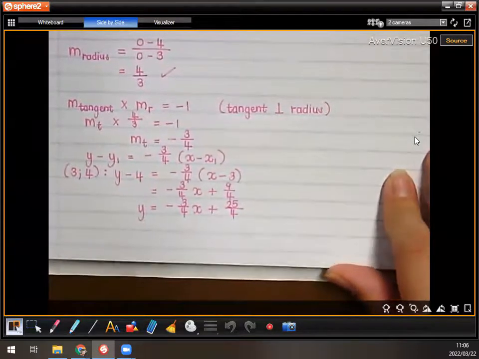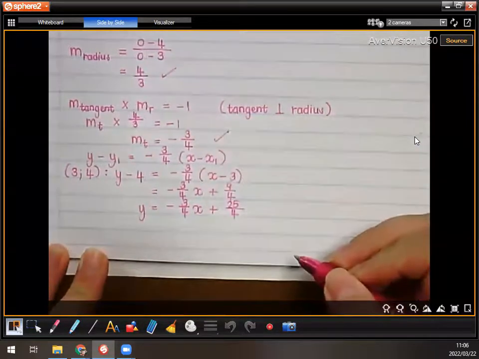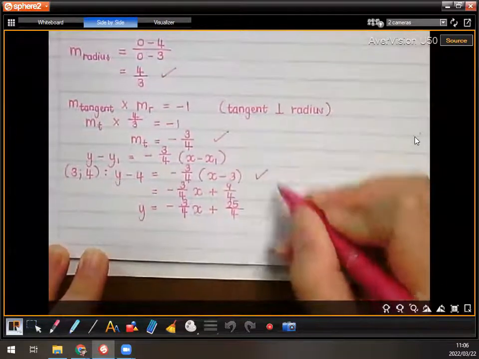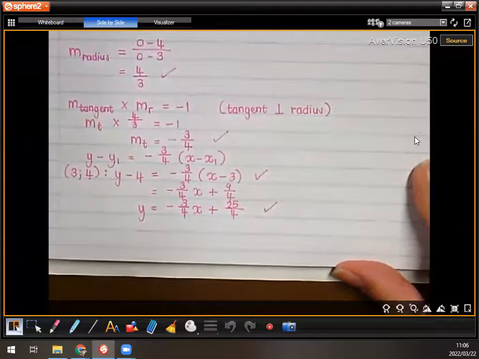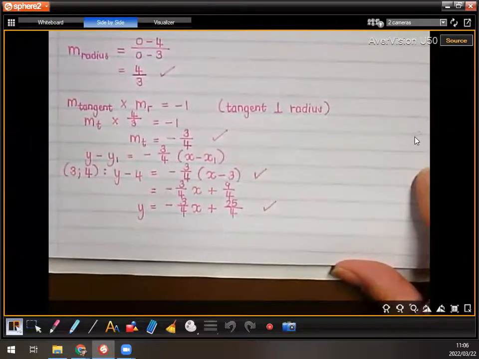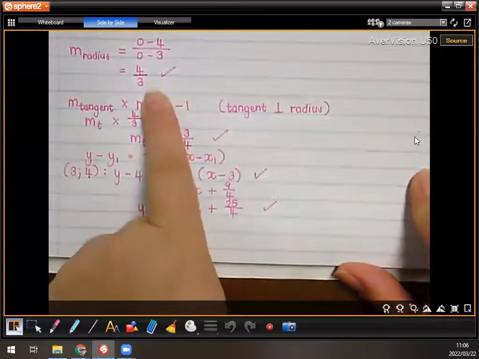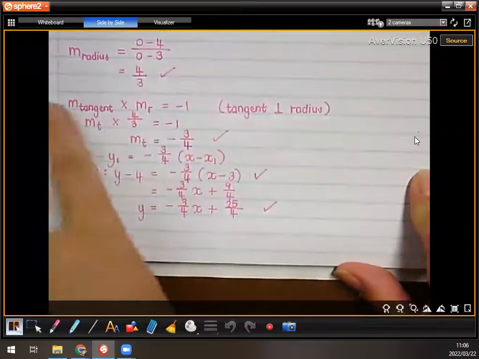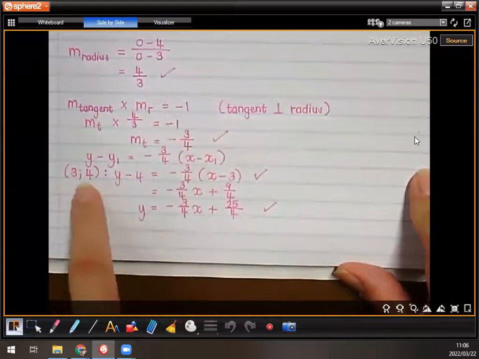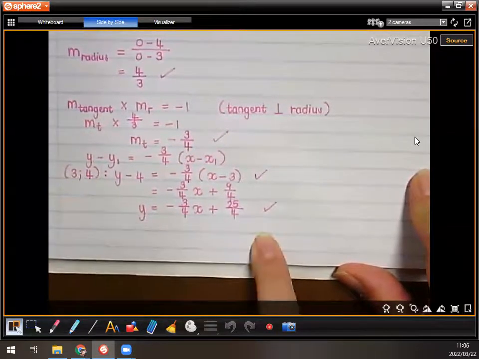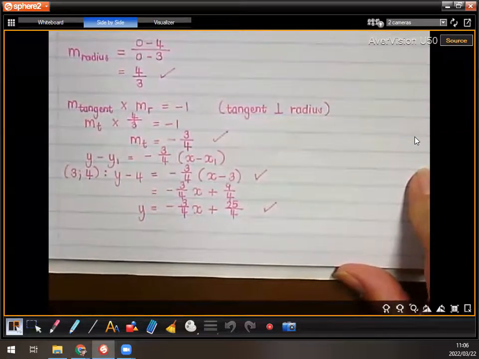Just in terms of mark allocation, again, you'll get a mark for that gradient. You'll get a mark for showing your substitution here, and then a mark for your final one. And guys, just like with the previous work, these are the exact steps that you're going to follow every single time they ask you to find the gradient of the tangent. Okay, first step, gradient of the radius. Second step, use this formula to find the gradient of the tangent. Third step, sub in the point of contact. Fourth step, make y the subject. Move everything else together.